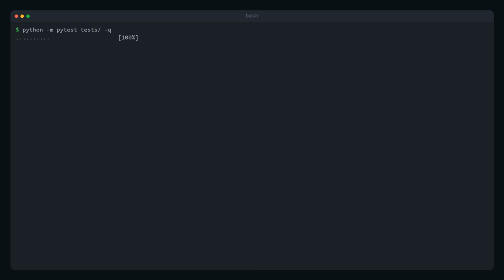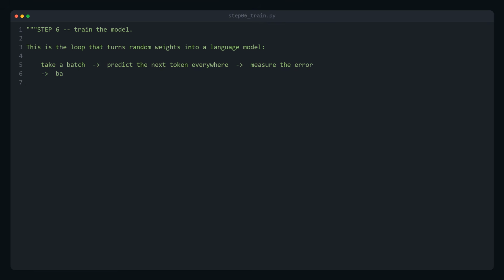The second is overfitting a single batch. Take one small chunk of data and train on it for 200 steps. A correctly wired network must memorize it, and the loss drops to nearly 0. If it does not, the backward pass is broken, and no amount of training hours will fix that. The loop itself is a couple of dozen lines, but every detail in it costs money and time.